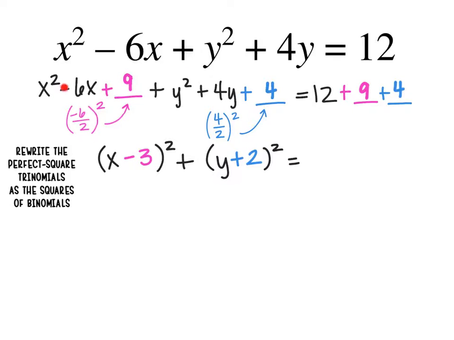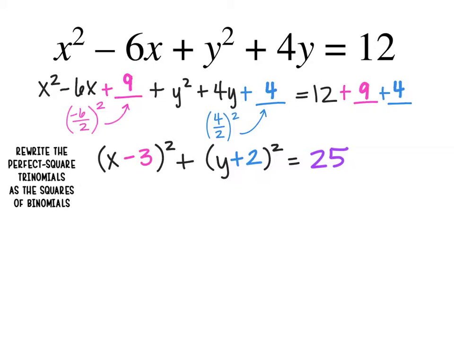Whatever the sign is of that b term that we take half of, we want to keep for the binomial. So this is negative 6, half of negative 6 is negative 3. This is positive 4, half of positive 4 is positive 2. Now we just need to add up the constants on the right, which adds up to 25.